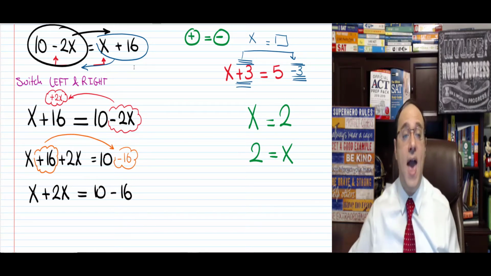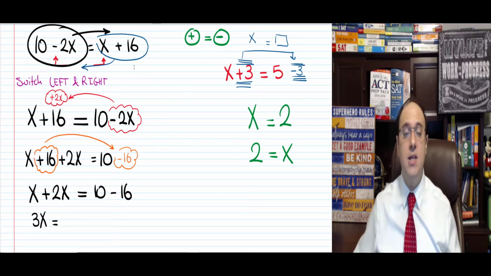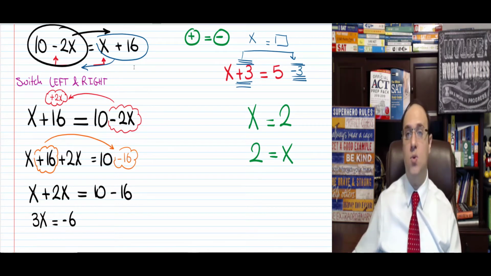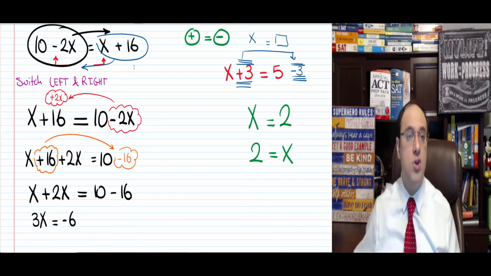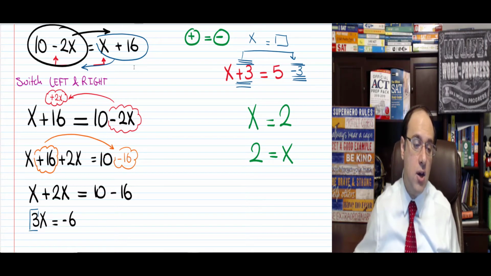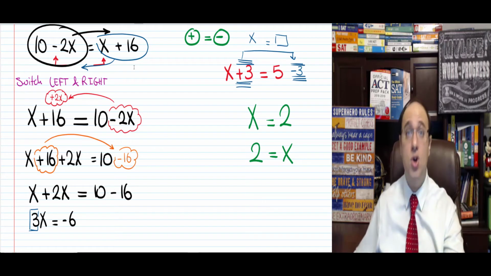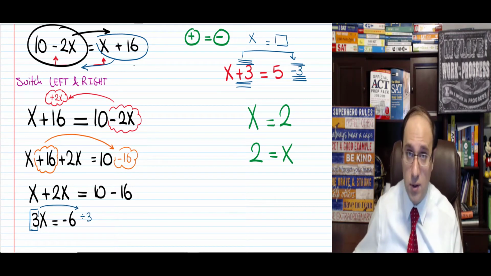Now what? Let's combine. x plus 2x is 3x equals 10 minus 16 is negative 6. So I have 3x equals negative 6. Okay, I just want x by itself. So what do I need to do? I need to get rid of the 3. What is the meaning of 3x? 3x means 3 times x, which means x times 3. So it moves to the other side as divided by 3.